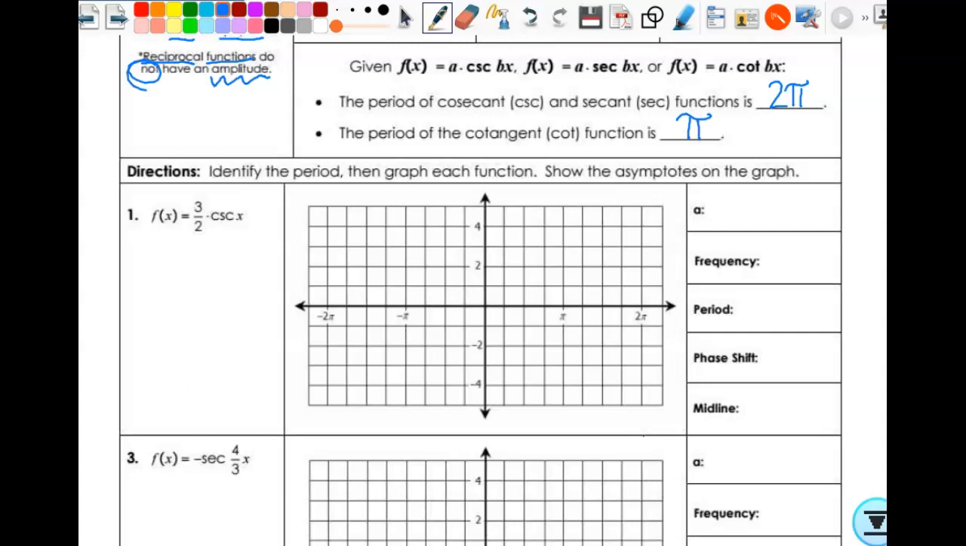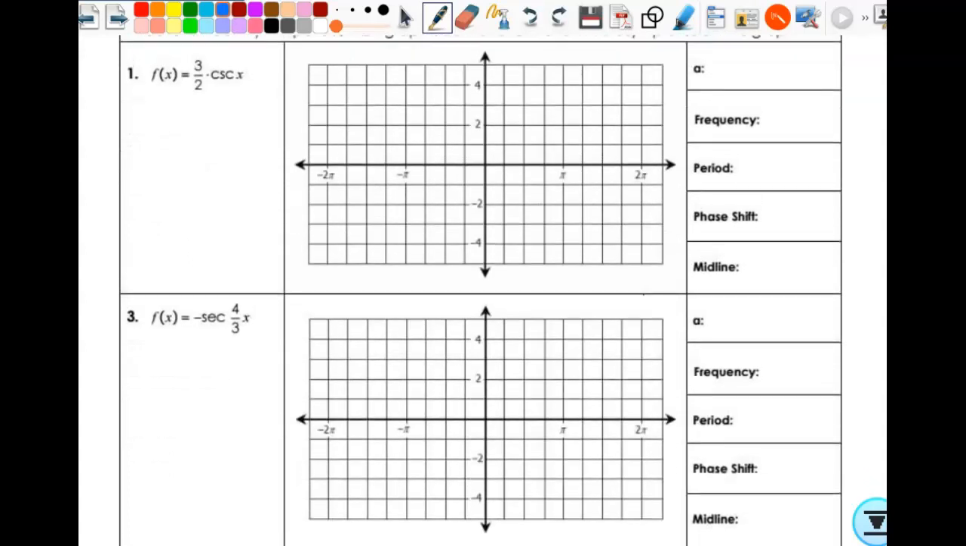Okay, so let's identify this stuff, regardless of whether or not it's a reciprocal function. You should still be able to fill that out over there. So A here is 3/2. Frequency is 1, which makes the period 2 pi. I don't have a phase shift. Y equals 0, right? That's all kind of a no-brainer at this point. So cosecant is the reciprocal of what? Sine. So my parent function I'm going to draw in over here is sine. And then I'm going to use that to help me get my graph over there. I'm going to go ahead and draw in my midline.